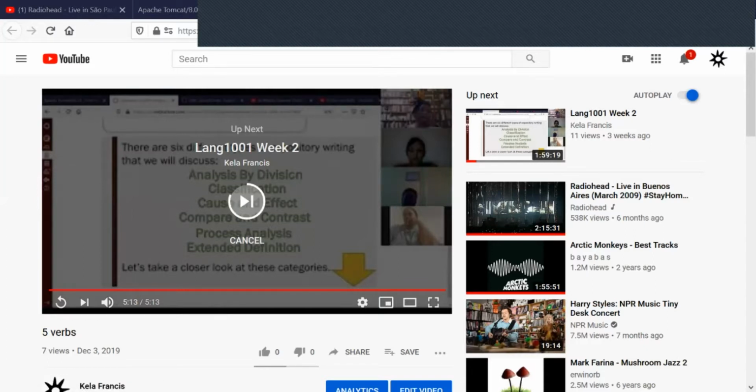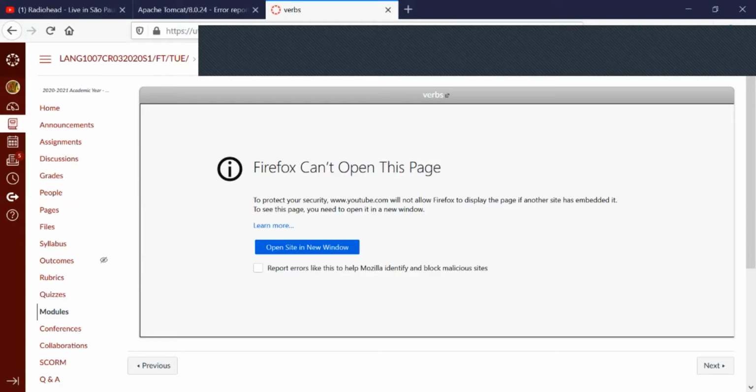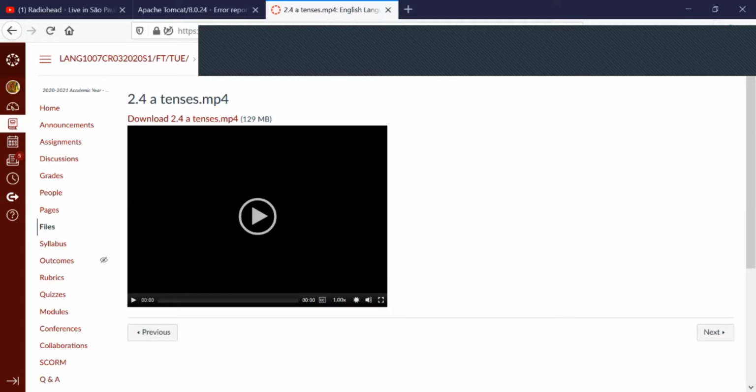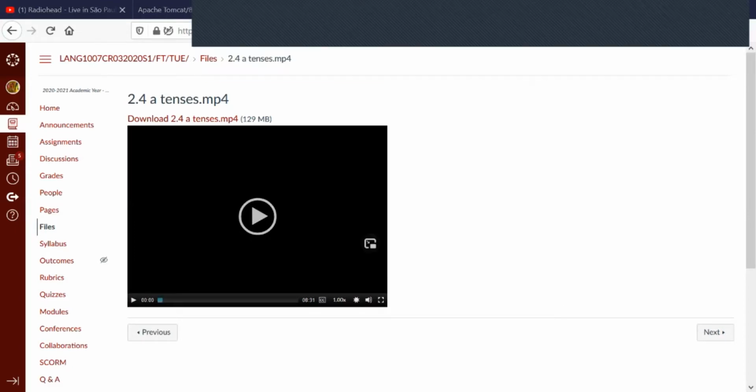So that's just an introduction to verbs. Let's take a look at breaking down verbs some more into the various tenses.